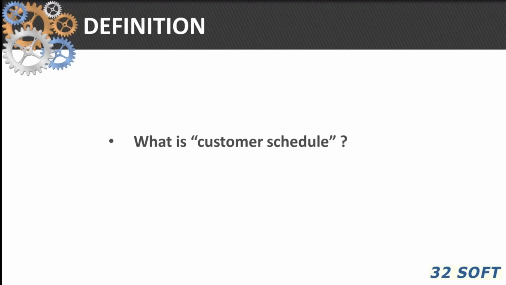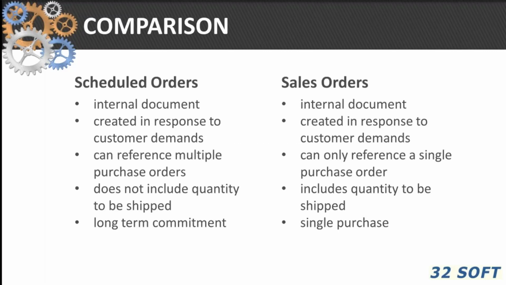However, in other ERP systems and outside of automotive, it is more common to refer to similar type of documents as blanket sales orders. Customer schedules are releases of blanket orders, which are called in QAD scheduled orders. Scheduled orders are similar by nature to the regular sales orders. They are also internal documents, also created in response to customer demands, and are based on customer purchase orders.